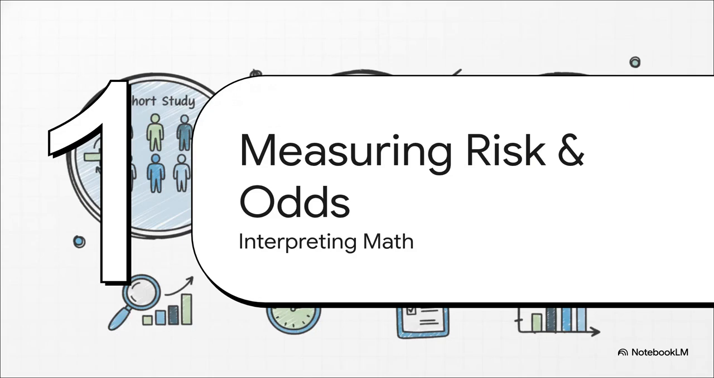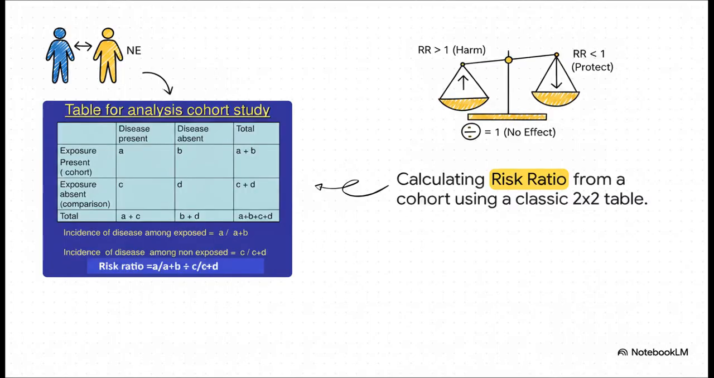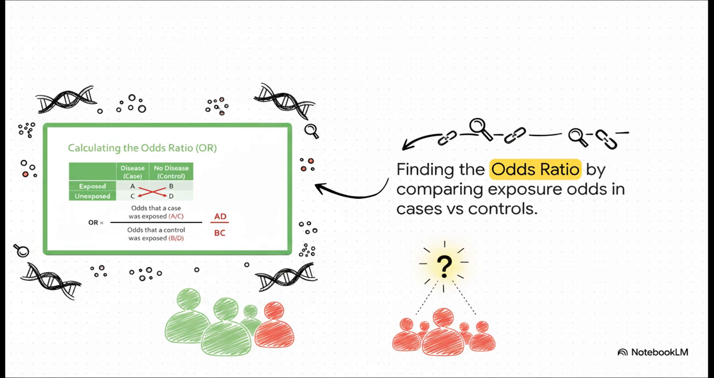Let's move to Section 5, measuring risk and odds. Let's talk math for a second. Remember cohort studies where we track people over time? Well, because we are tracking the actual incidence of new cases developing, we can calculate a true risk ratio. You just divide the incidence of the disease among the exposed group by the incidence among the non-exposed group. Keeping the interpretation super simple here, a risk ratio of exactly 1 means the exposure has no effect at all, a risk ratio greater than 1 means the exposure is harmful, and a risk ratio less than 1 means the exposure is actually protective. Now let's see how this builds when we shift to case control studies.